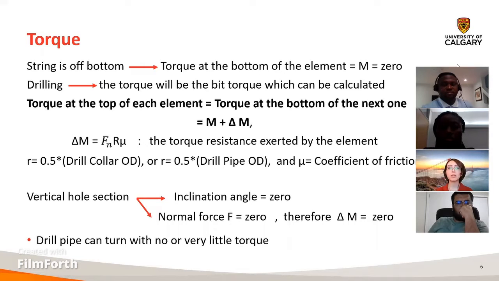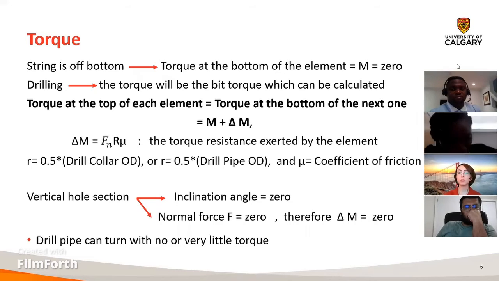The next step is torque. Torque was also considered at the bottom of each of these sections. M is zero when the string is off bottom, and torque at the top of the elements, M plus delta M, is also equal to the torque at the bottom of the next one, and so on. In vertical hole sections, where inclination angle is zero, and so is the normal force, our delta M, or the torque resistance exerted by the elements, is equal to zero. Which means the drill pipe can turn with no or very little torque.